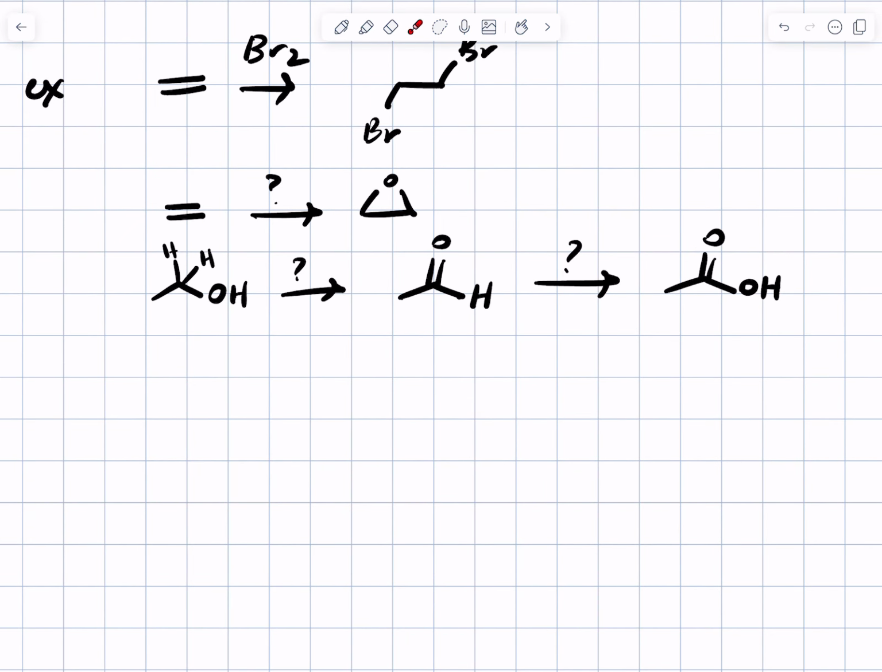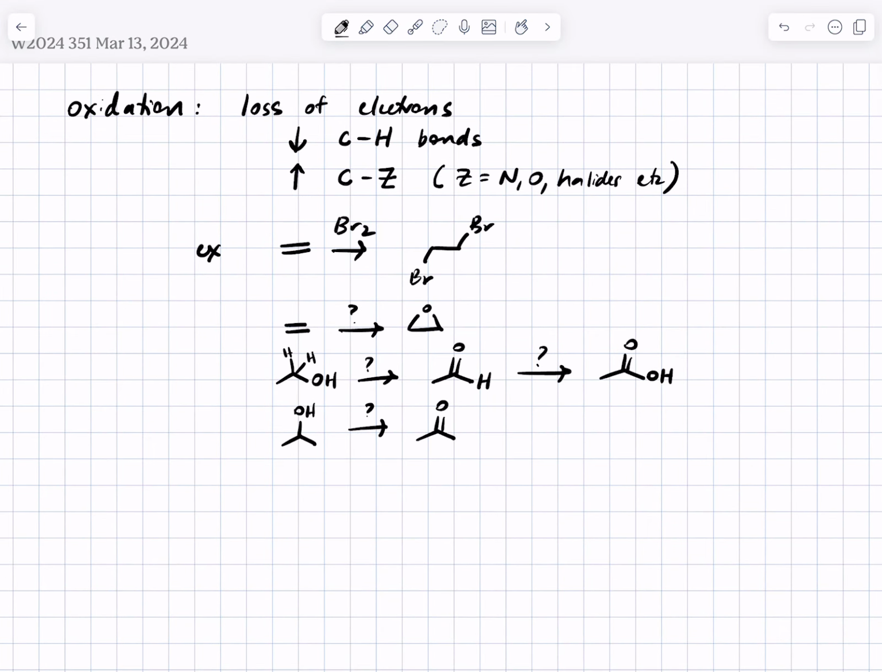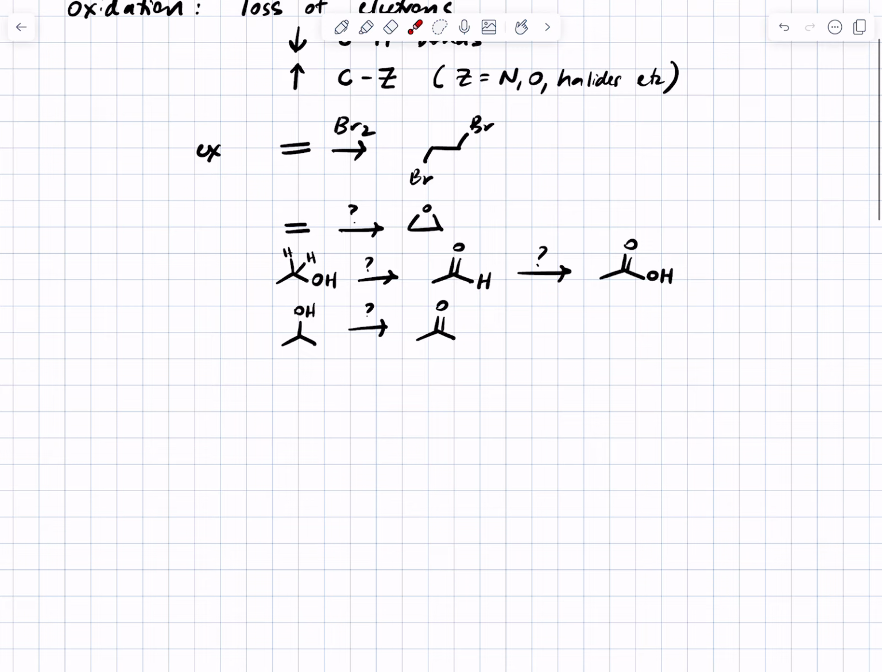Similarly, in this chapter, we'll see a secondary alcohol with the mystery reagent. Are you excited to learn what that is? It converts to a ketone. So we'll learn all kinds of different reagents in this chapter, but they're going to be united under this theme of oxidation, or reagents that decrease the number of electrons in a molecule, or decrease the number of carbon-hydrogen bonds, or increase the number of carbon-heteroatom bonds.